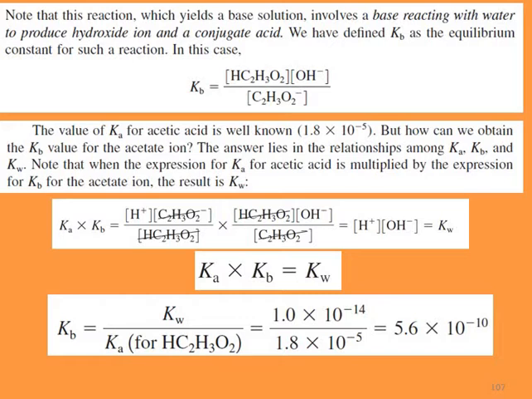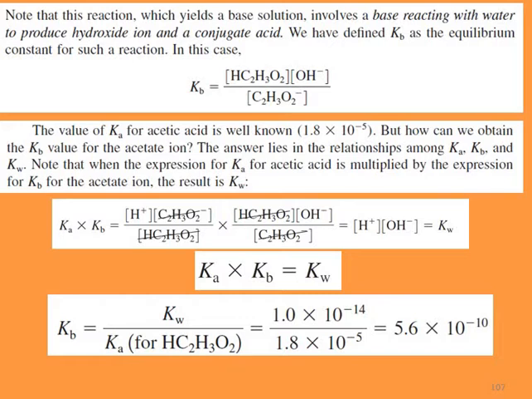The value of Ka for acetic acid is well known as 1.8 times 10 to the power of negative 5, but how can we find out the value of Kb? The answer lies in the relationship among Ka, Kb, and also Kw. Kw is the autoionization constant of water. Note that when the expression for Ka for acetic acid is multiplied by the expression for Kb, the result will be Kw.